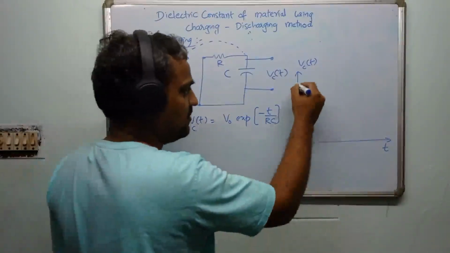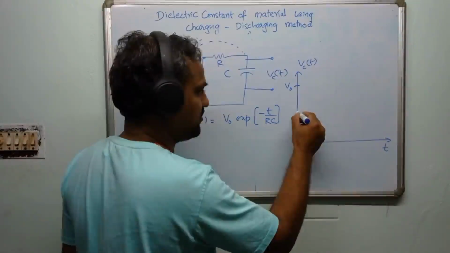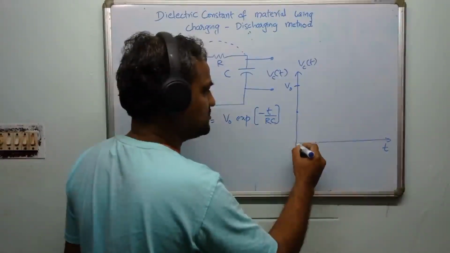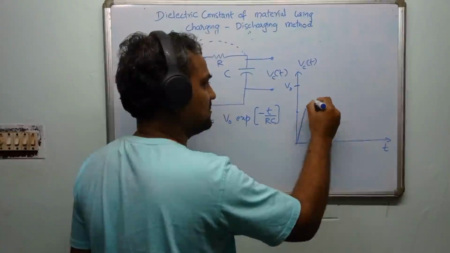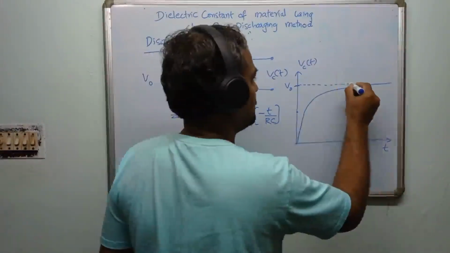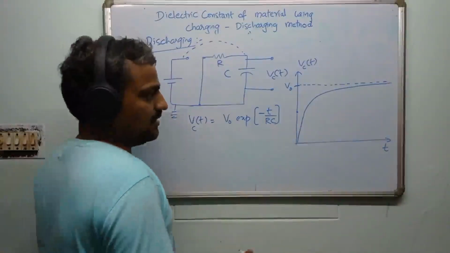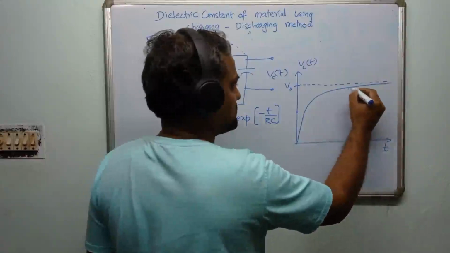So if you draw this as V0, initially this is the midpoint. Initially the graph is going to rise in an exponential fashion, and ultimately after t equal to infinity this is going to touch V0. It takes infinite time theoretically, and this is the charging process.